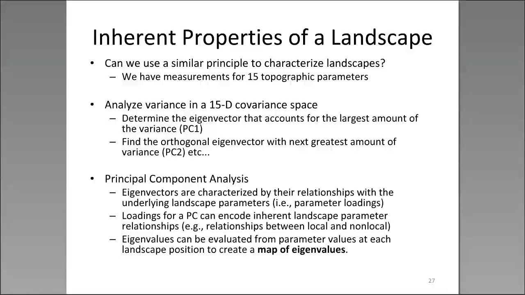Eigenvectors are characterized by their relationship with the underlying landscape parameters, commonly called parameter loadings, or the loadings of the eigenvector. Loadings for a principal component can encode inherent landscape parameter relationships. In other words, relationships between local and non-local parameters. And eigenvalues can be evaluated for parameter values at each landscape position to create a map of eigenvalues.